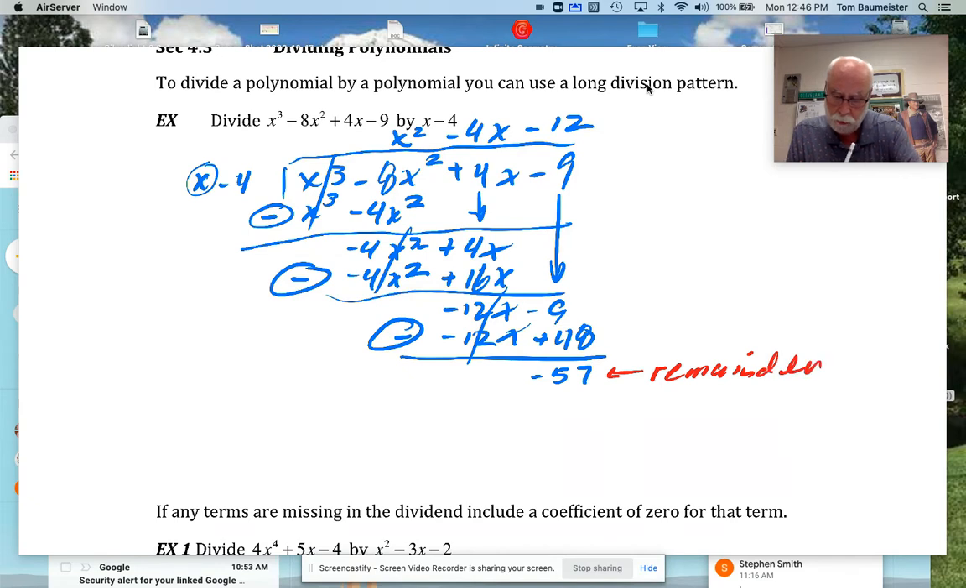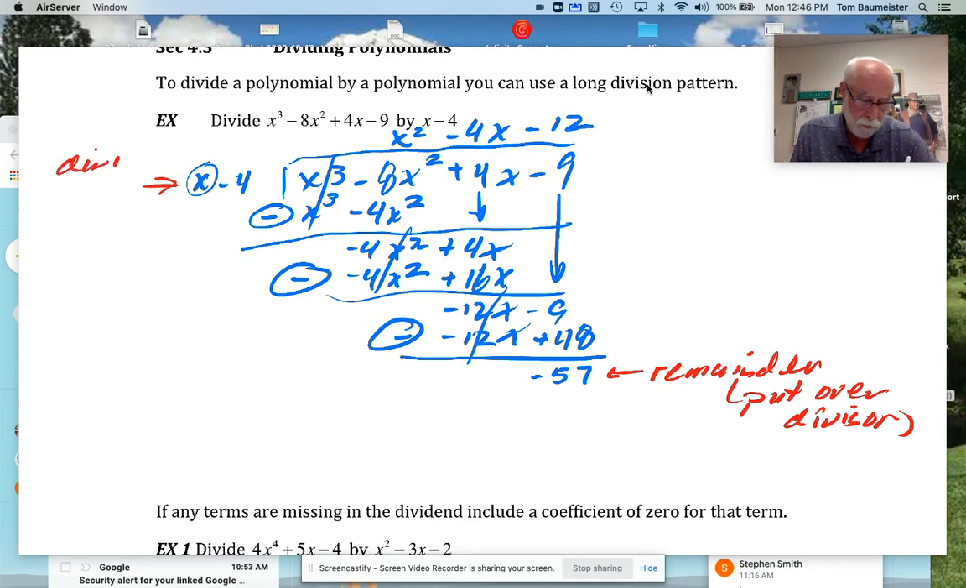And we are going to put it over the divisor. And just in case you can't remember, this here is our divisor. This here is our dividend. And our answer is our quotient.